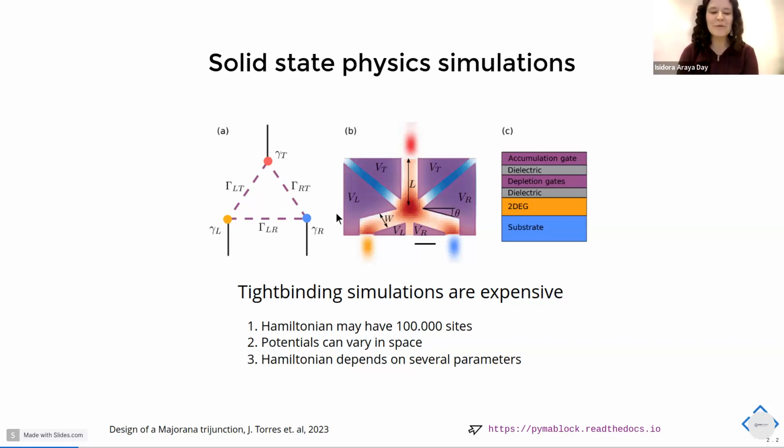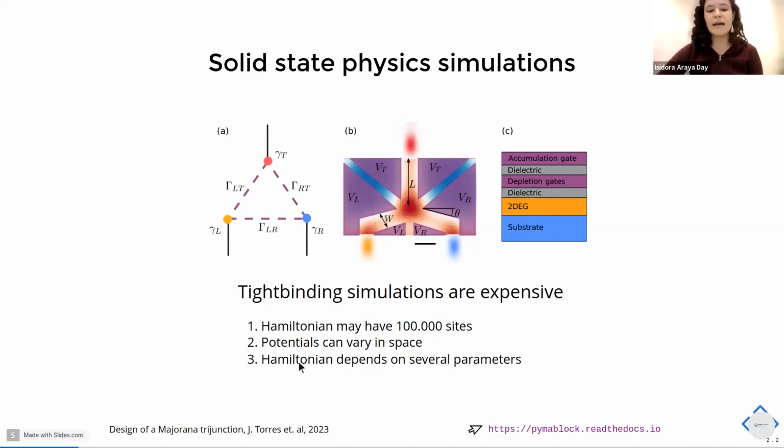And then you may want to use, for example, potentials that vary in space. And that was the case in Juan's project, where we see that there are some gates. These are VT and VL in the figure. There are also some widths that vary in space, W and L, some angles. And so to perform a systematic study of this device, Juan had to vary all these variables, diagonalize the Hamiltonian multiple times, and this starts getting more and more expensive.